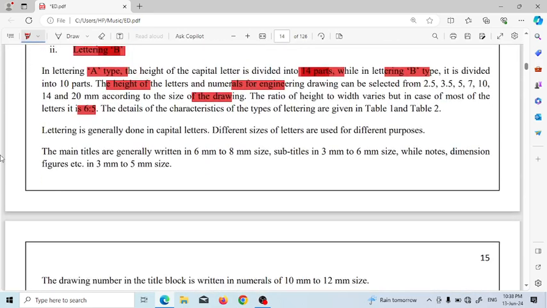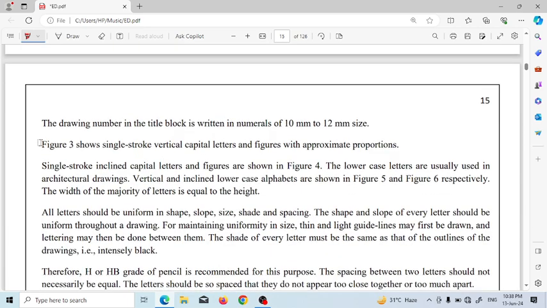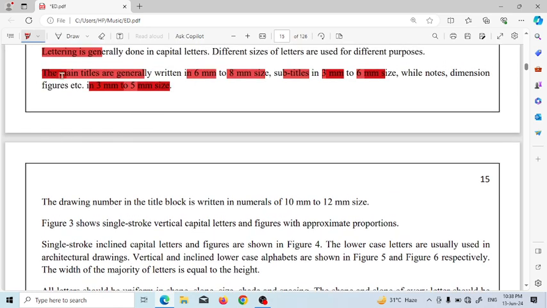Next, we have to learn that lettering is generally done in capital letters. Different sizes of letters are used for different purposes. The main title is generally written in 6 mm to 8 mm size, and the subtitle in 3 mm to 6 mm size, while notes, dimensions, figures, etc. are in 3 mm to 5 mm size. So you have to remember the titles are written mainly in 6 mm to 8 mm, subtitles in 3 mm to 6 mm, while notes, dimensions, figures, etc. are written in 3 mm to 5 mm size. These are very important points you have to remember.